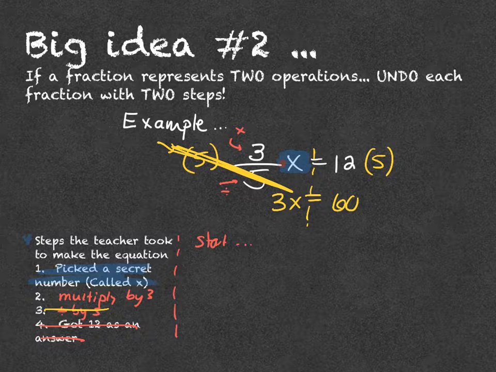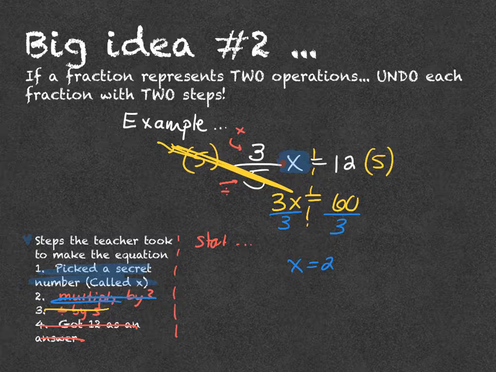That makes sense. If my teacher multiplied by 3, I want to undo that. So to undo multiplying by 3, I would divide both sides by 3. So that gives us x is equal to 20. So if my teacher started with a secret number called x, I should end with that secret number called x.